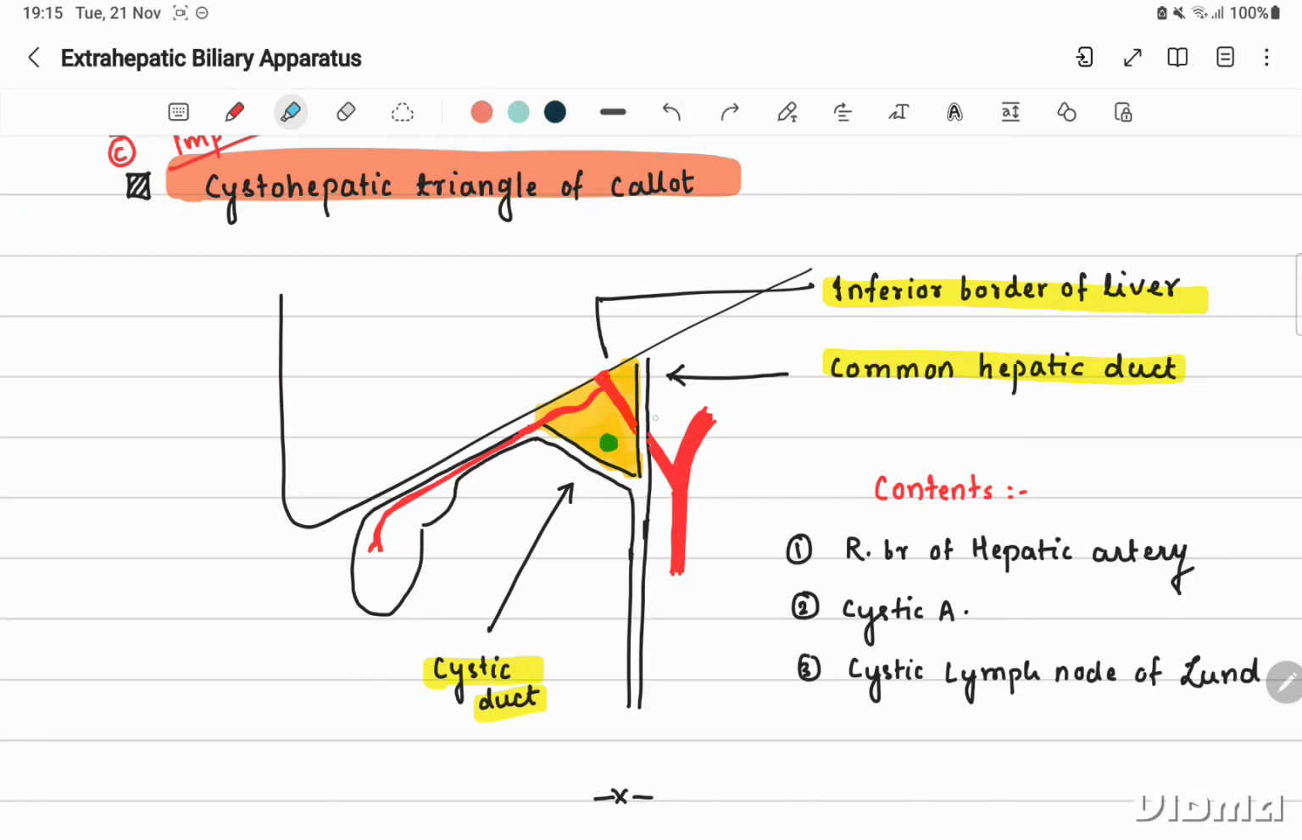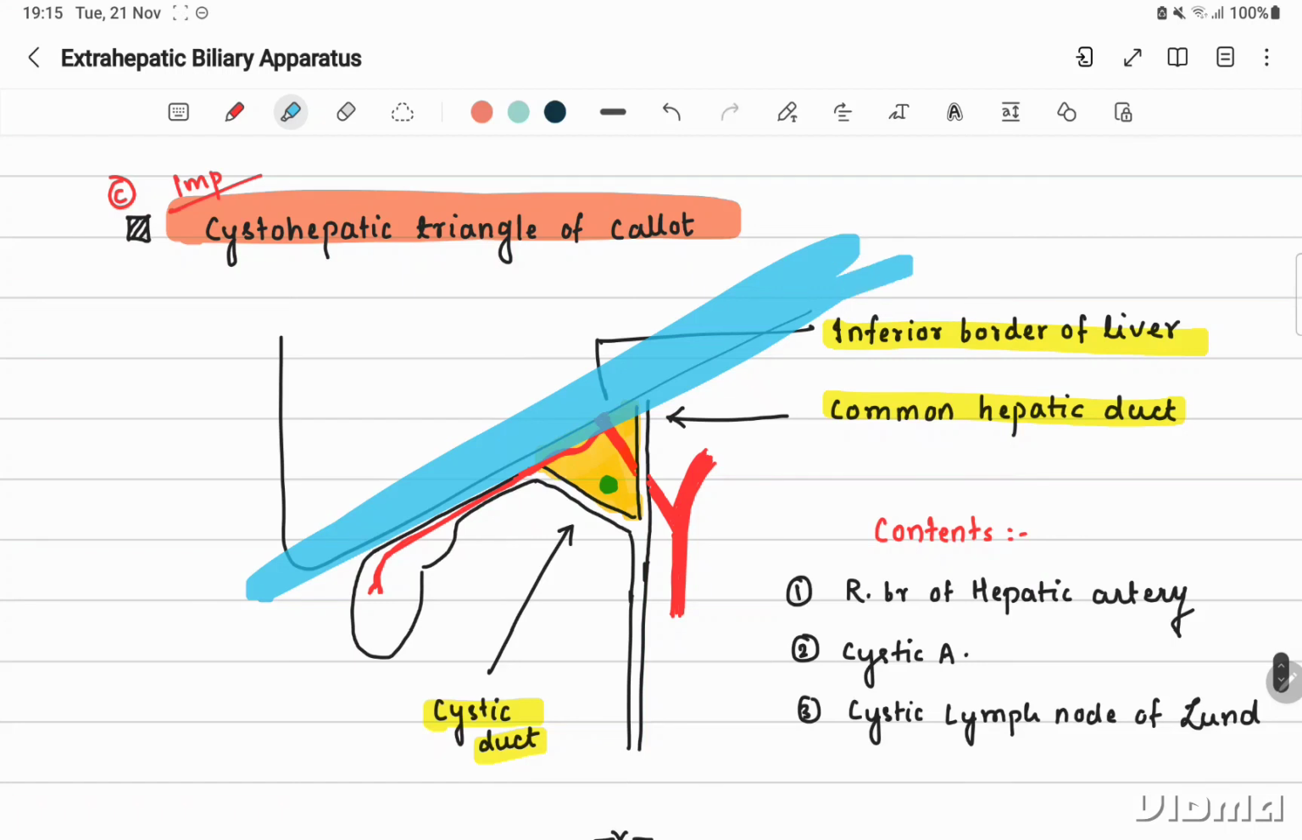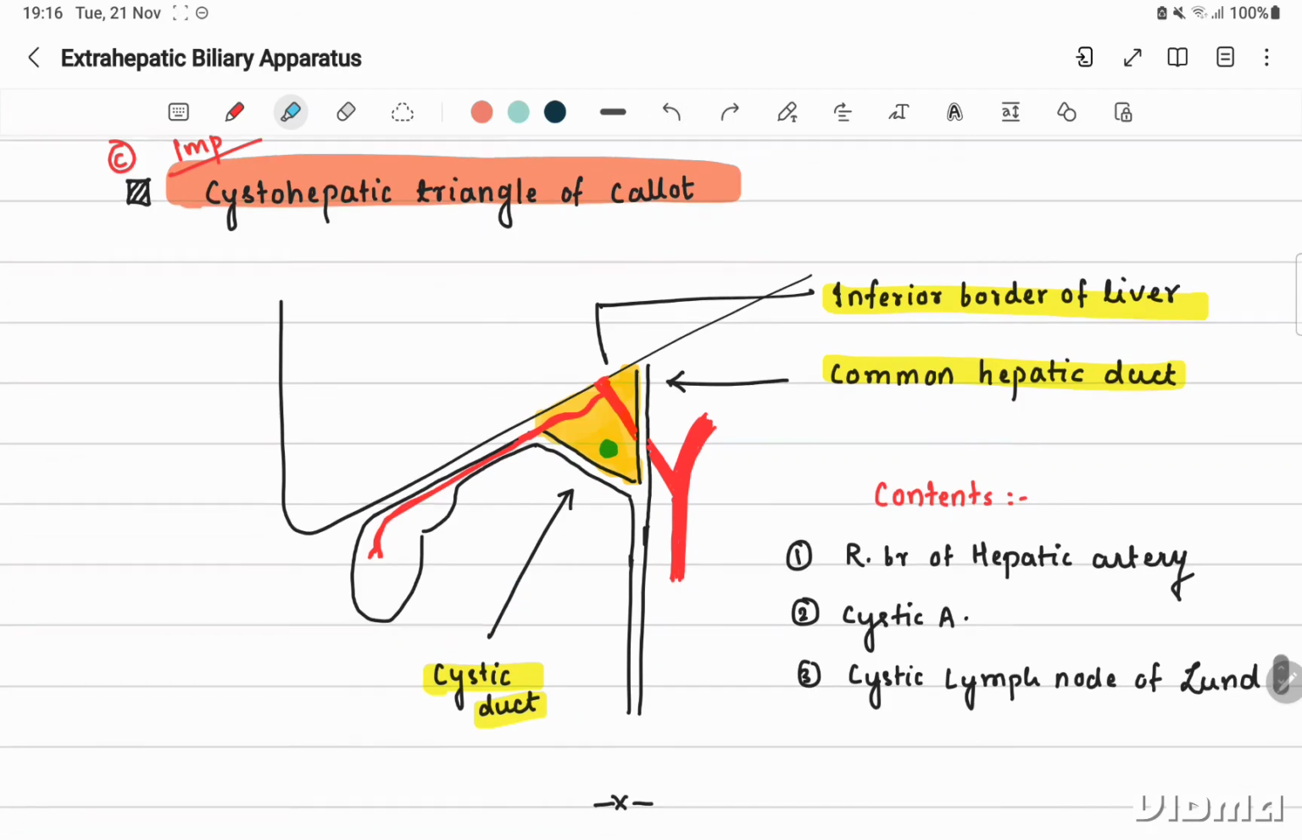So there is a triangle formed. This is a triangle formed which is called the Callot's triangle. It is formed by the inferior border of the liver, the common hepatic duct, and the cystic duct. So these three, inferior border of liver, common hepatic duct, and the cystic duct, are forming a triangle which is called the cystohepatic triangle of Callot.